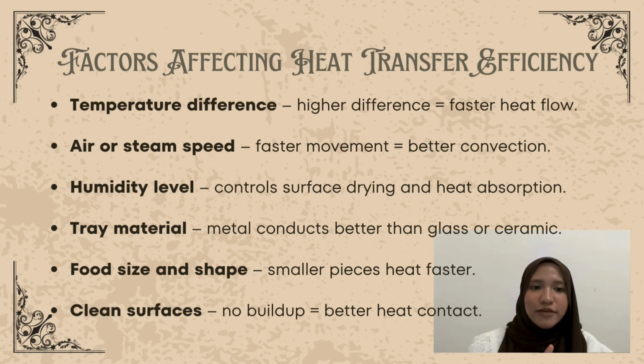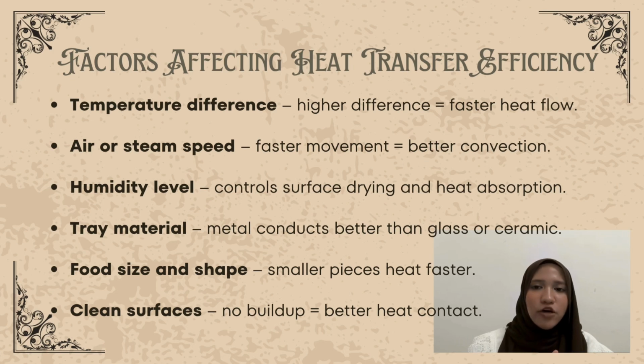For this slide, I will explain the factors that can affect heat transfer efficiency during cooking. First factor is temperature difference. When the temperature difference between the heat source and the food is higher, the heat will move faster. So this means if the oven is hot and the food is cool, the heat transfer will be quicker. That's why preheating is important.